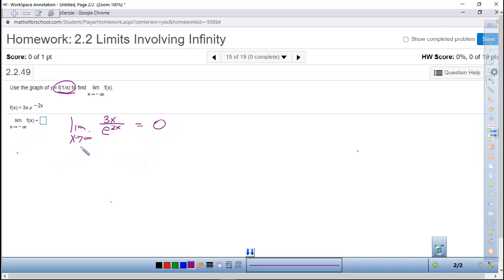So it's very, very important. Can't emphasize this enough. You've got to make sure that you're paying attention to what that x value is approaching, because it makes a huge, huge difference in the limits.